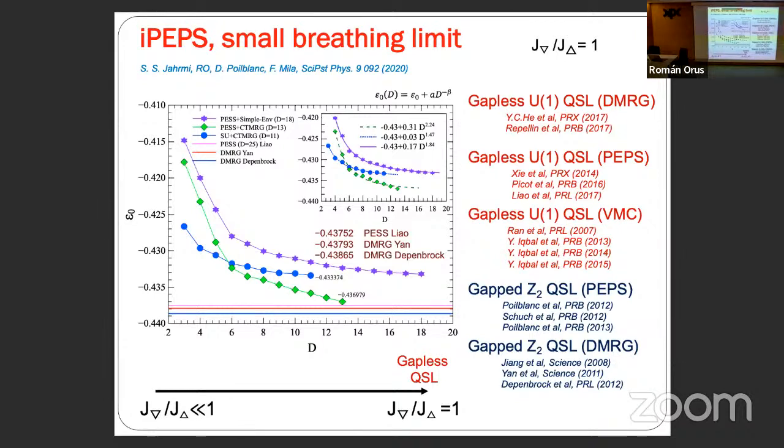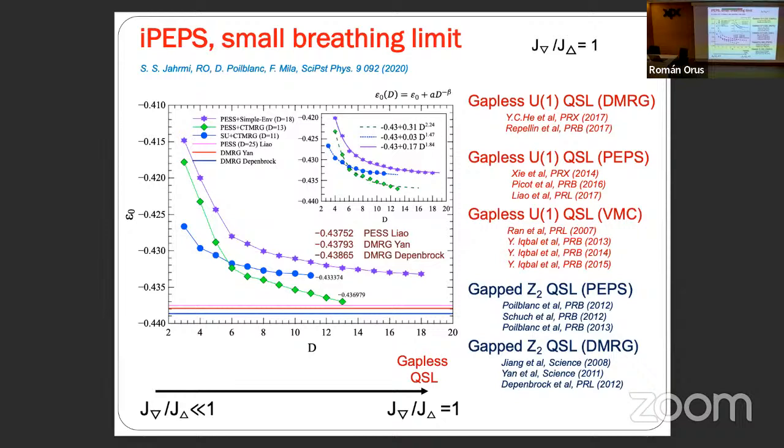Of course, here people have proposed many different things for the ground state using DMRG, using PEPS, using variational Monte Carlo, and so on. Some people propose a U1 quantum spin liquid, some other people propose a Z2 quantum spin liquid, and so on. Our simulations are here, together with data from other papers. The ones that work better for us are exactly these ones here, which correspond to a particular type of two-dimensional tensor network called PESS. It's very similar to PEPS. We use a technique called corner transfer matrix renormalization group, up to a bond dimension, which is our variational parameter, of 13.